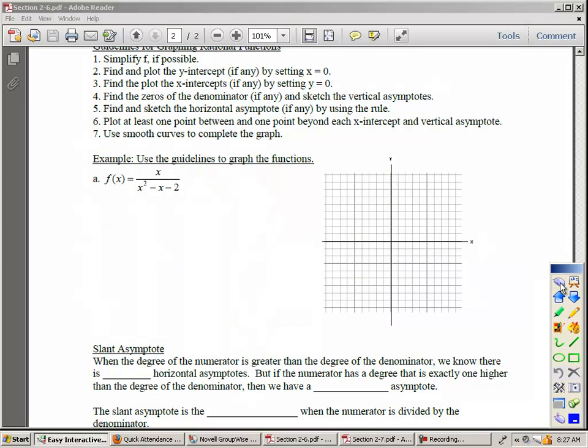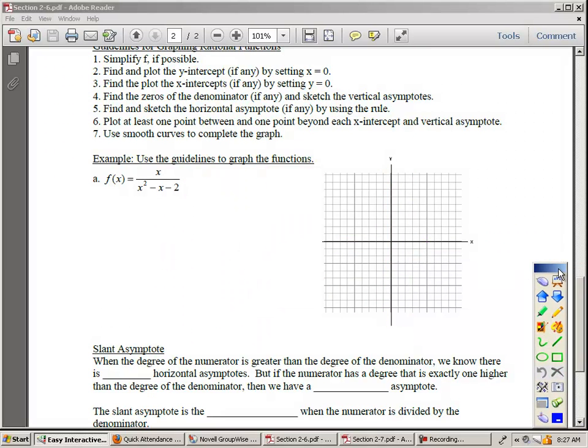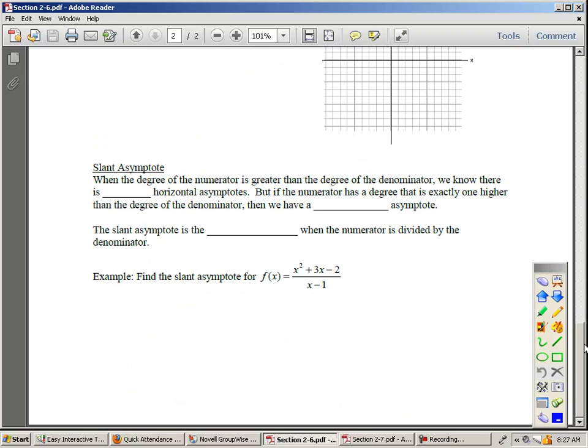We have one more example, and it's this idea of a slant asymptote. When we said earlier, if the degree of the numerator is greater than the degree of the denominator, then there is no horizontal asymptote. However, there's this big but there. If the numerator is exactly 1 higher than the denominator, then you have what's called a slant asymptote.